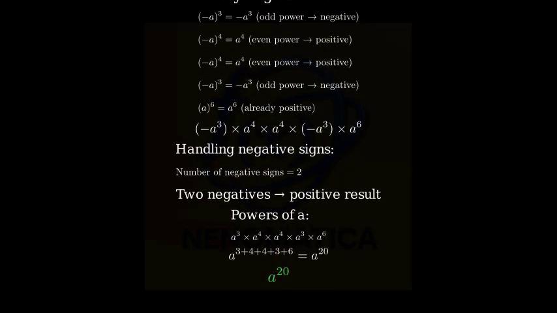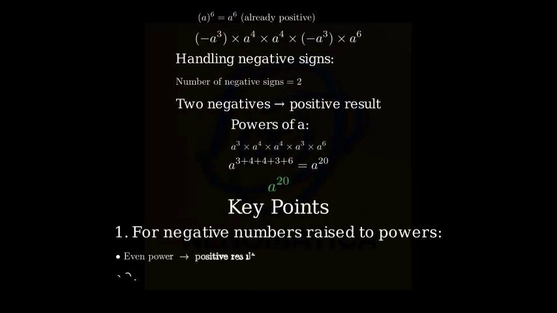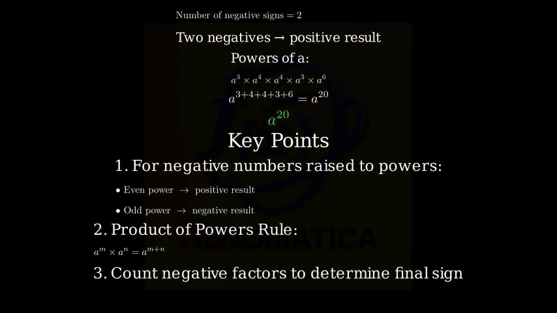Let's summarize the key points we've learned today. First, when dealing with negative numbers or variables raised to powers, remember that if the exponent is even, the result is positive. If the exponent is odd, the result is negative. Second, when multiplying terms with the same base, add the exponents. And finally, always count the number of negative factors to determine the final sign of your answer. These rules will help you solve problems involving exponents and negative numbers efficiently.